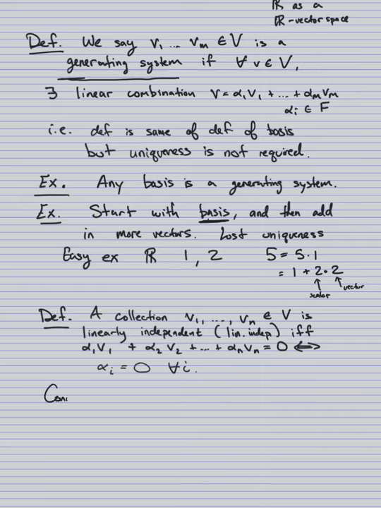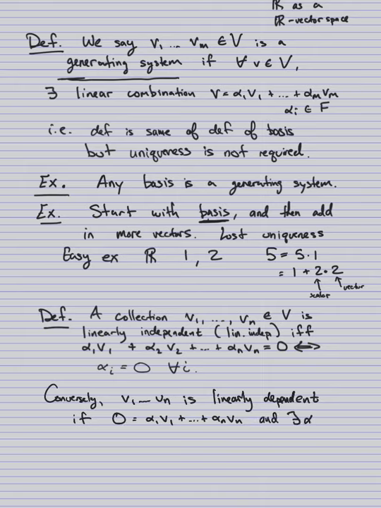Okay, so conversely, we say this collection is linearly dependent, which I'm sure will get shortened to lin-dep or something, if 0 is equal to alpha 1 v1 up through alpha n vn, and there exists an alpha i not equal to 0.